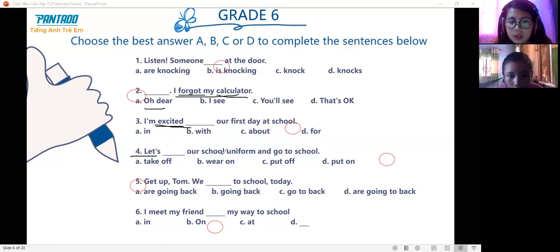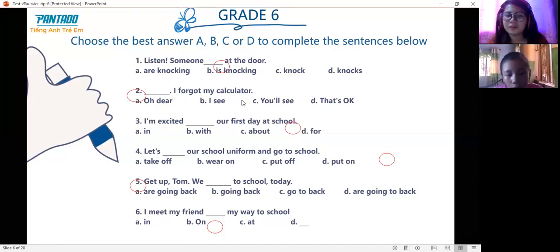Number four. Let's put on our school uniform and go to school. Uniform. Very good. Number five. Get up, Tom. We are going back to school today. Okay, very good. I meet my friend on my way to school. Okay, very good.